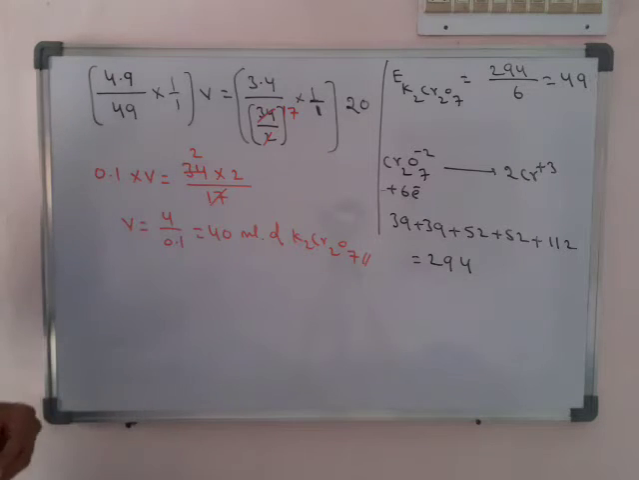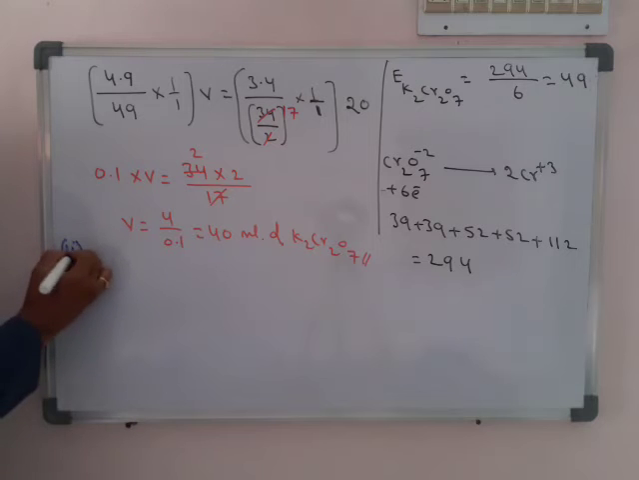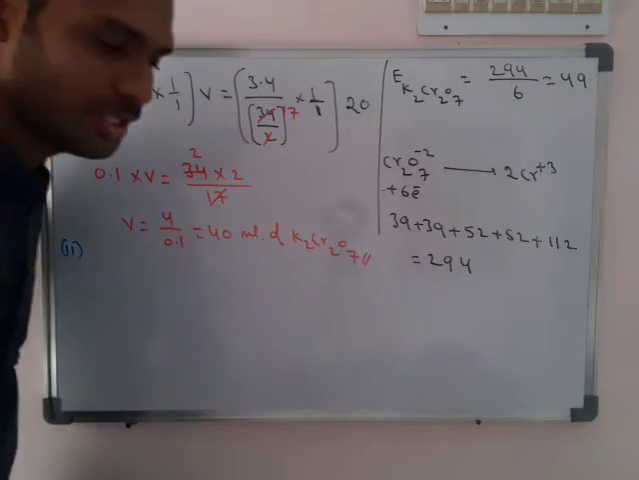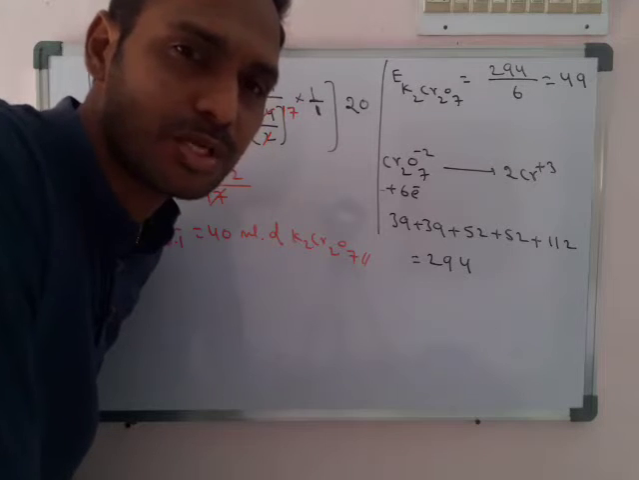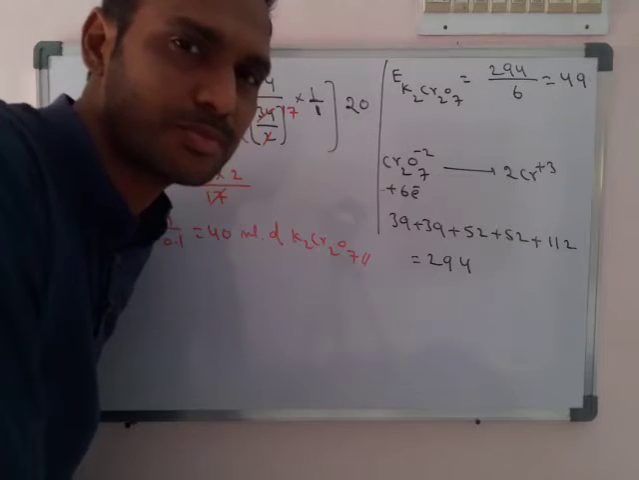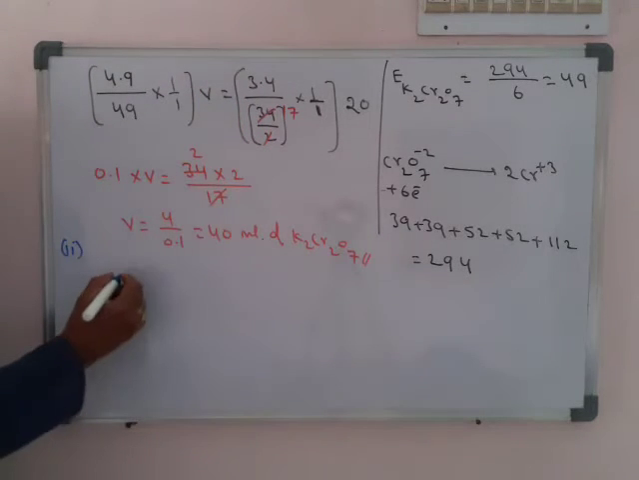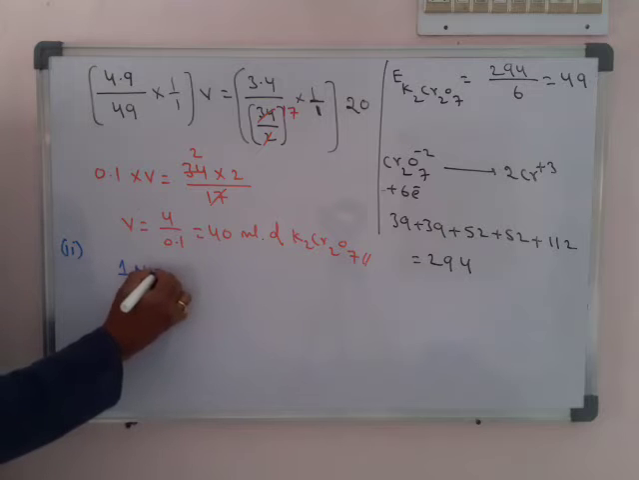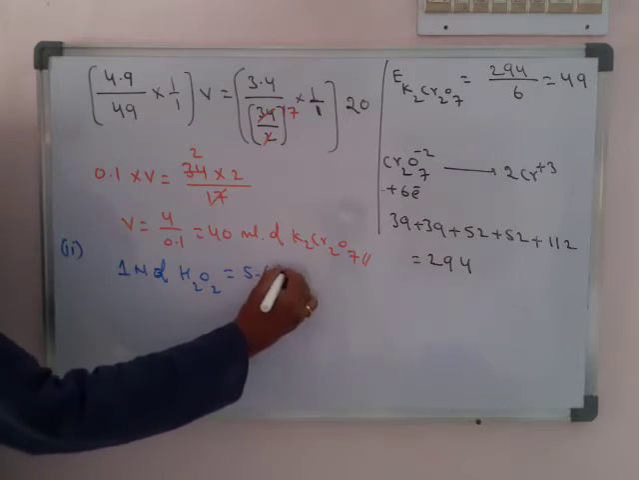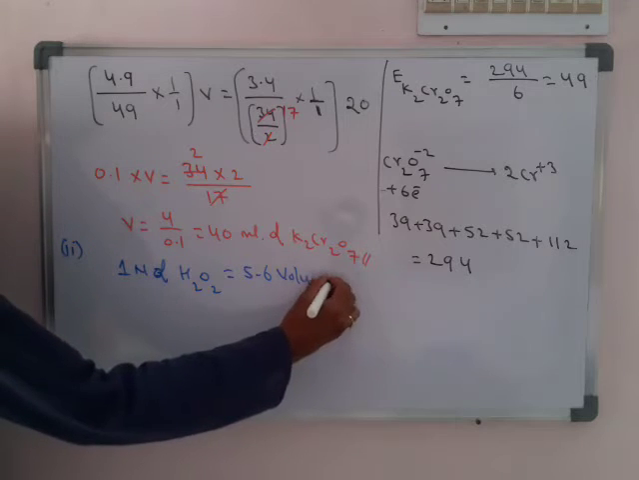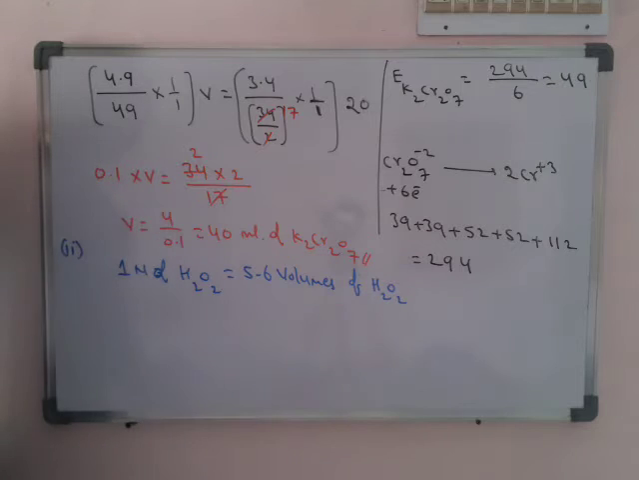So next, in the same problem, the second case is there. Calculate the volume strength. What was given is strength in terms of available oxygen. Strength in terms of available oxygen means volume strength. So here we know that one normality of hydrogen peroxide is equal to 5.6 volumes. So volumes of hydrogen peroxide.